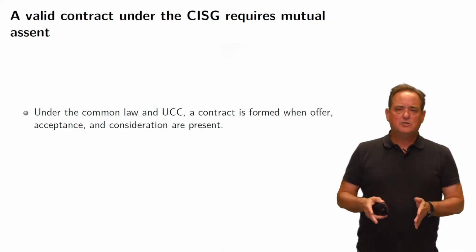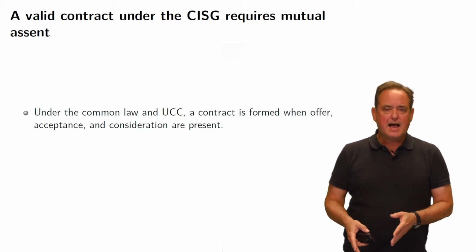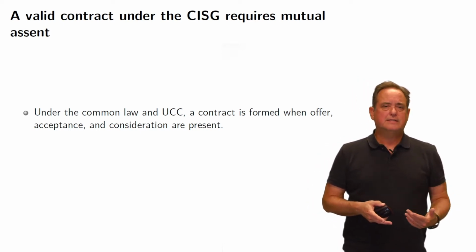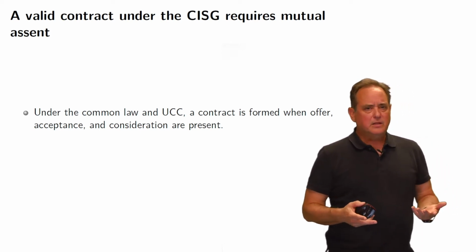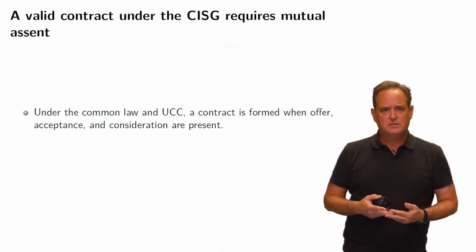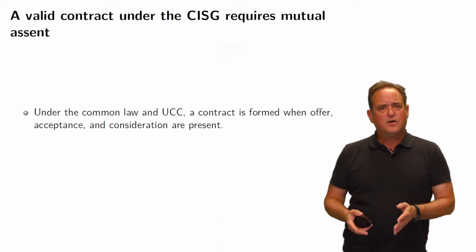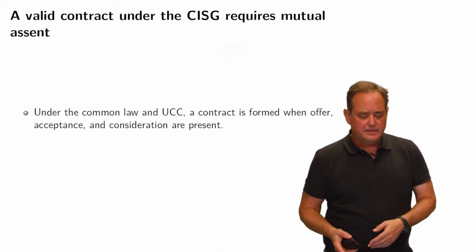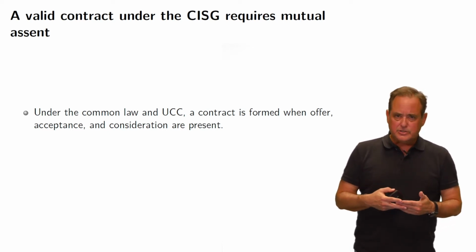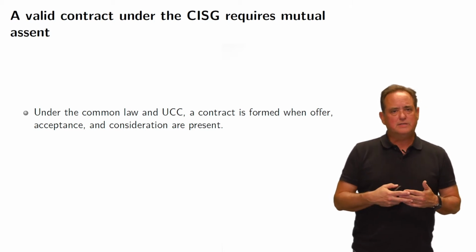Now, in order to be valid under the CISG, the rules set out in the CISG, there must be mutual assent. Now, under the common law, you might recall this from your 3213 class, a contract arises when there is offer, acceptance, and consideration. Offer and acceptance together constitute mutual assent. So offer and acceptance is mutual assent.